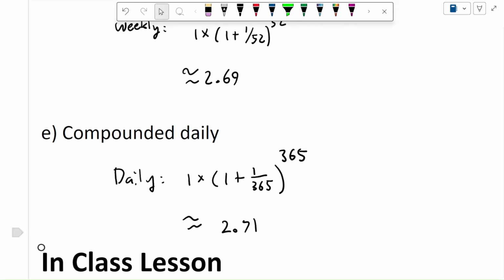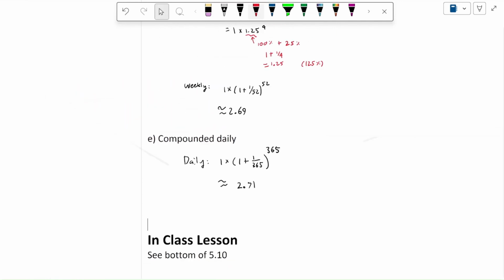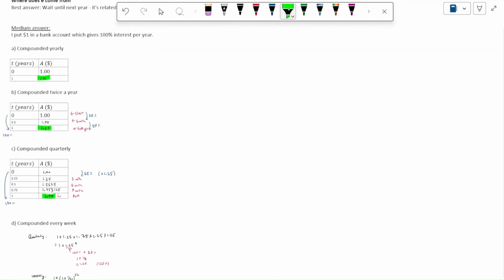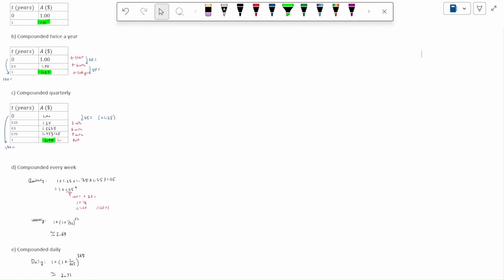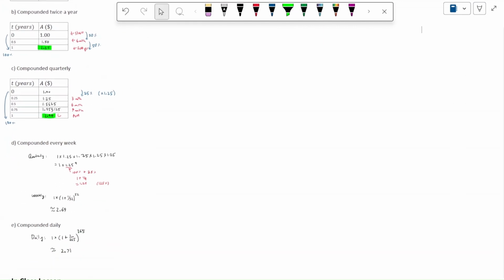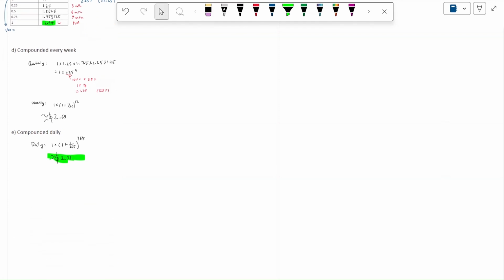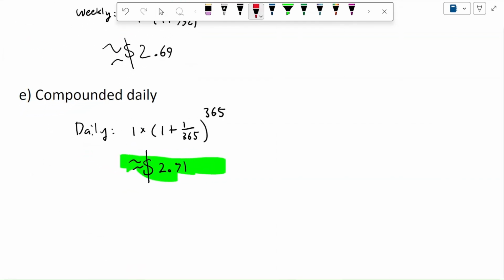Okay, so we can see that the money is getting much, much better. So if we do it every year, we get $2. Twice a year, $2.25. 4 times a year, $2.44. If we do it 52 times a year, we get $2.69. And if we do it daily, so 365 times a year, we get $2.71. You can probably notice that the growth here is slowing down quite a bit. That's the only thing. And I wonder what the limit is.